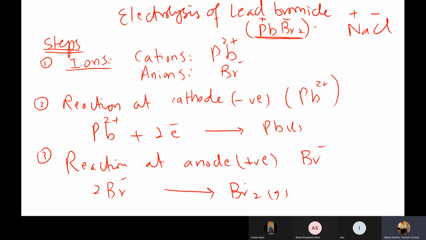And then what will happen? A bromide ion loses 1 electron, but here there are 2 atoms of bromide ion, so it will lose 2 electrons. So we will write 2 here, right? So this is reaction number 3, or step number 3.